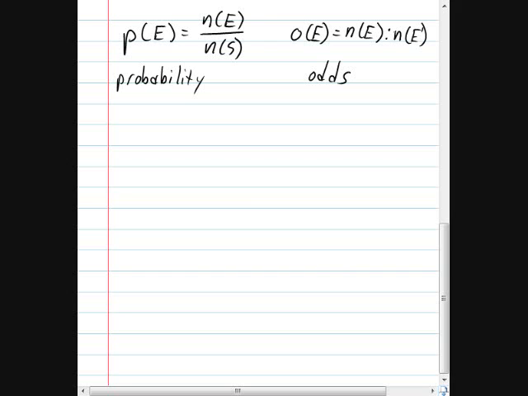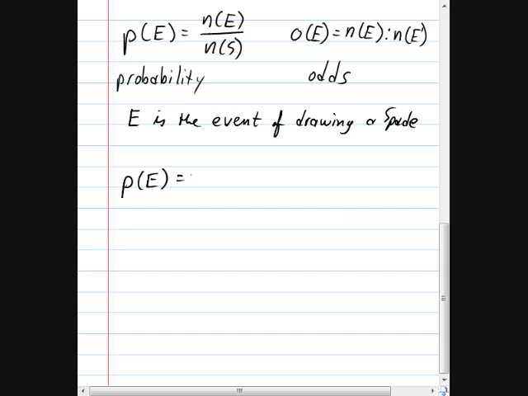For example, consider the experiment of drawing a single card from a standard 52-card deck. And suppose that the event E is the event of drawing a spade. Then the probability that E occurs can be found by counting up the number of outcomes in the set E divided by the total number of possible outcomes in the experiment. So the experiment is drawing a single card from a standard 52-card deck. The sample space of this experiment is all the different cards in a standard 52-card deck. So our sample space contains 52 elements.